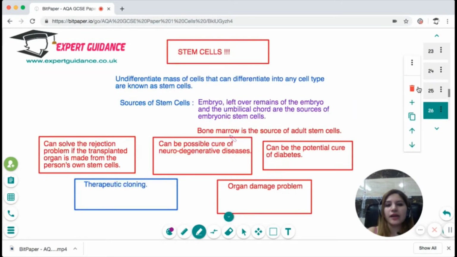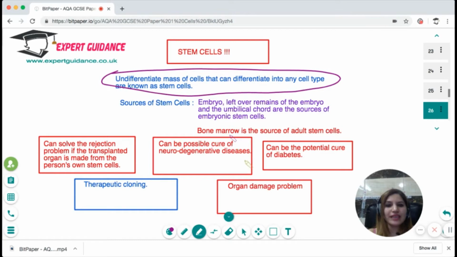Okay, so now, what are stem cells? Stem cells are undifferentiated cells that can differentiate into any cell type. The sources of embryonic stem cells are the embryo, leftover remains of the embryo, and the umbilical cord. Bone marrow is the source of adult stem cells.